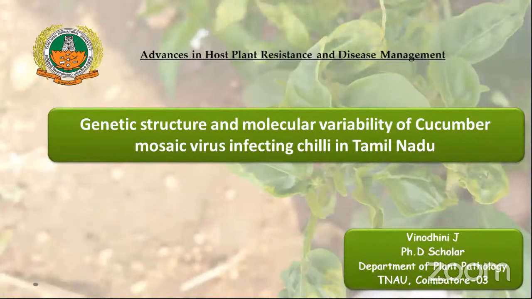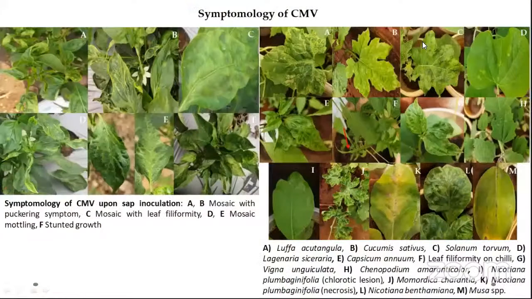Good evening, everyone. I am about to give my presentation on genetic structure and molecular variability of cucumber mosaic virus infecting chili in Tamil Nadu. So far, CMV is one of the most economically important viruses infecting most vegetable crops. This notorious virus causes severe mosaic disease in chili. Hence, a diagnostic survey was conducted in different agroclimatic zones of Tamil Nadu to assess the prevalence of mosaic disease. The characteristic symptoms observed were mosaic with puckering, mosaic with leaf filiformity, mosaic mottling, and stunted growth.